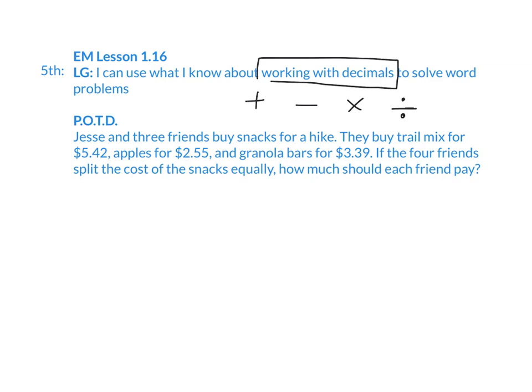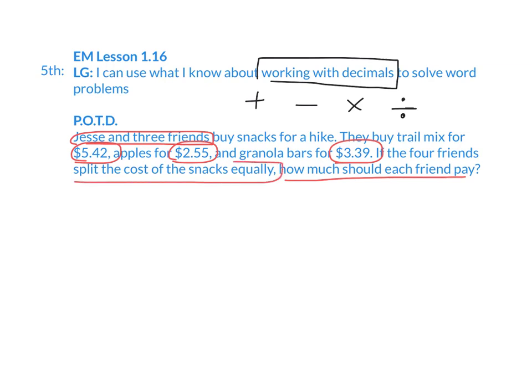The first thing you need to figure out is, what in the world is this question asking me to find? What is this question asking us? The problem is asking how much does each friend pay. Good. We need to know, in the end, how much is each person going to pay. Okay? The important information is we know that there are 4 people altogether, Jesse and 3 friends, right? And that they paid $5.42 for something, $2.55 for something, and $3.39 for something. Does it really matter what they bought? No. Not at all. Just the prices, right? And we need to know that they split it equally.